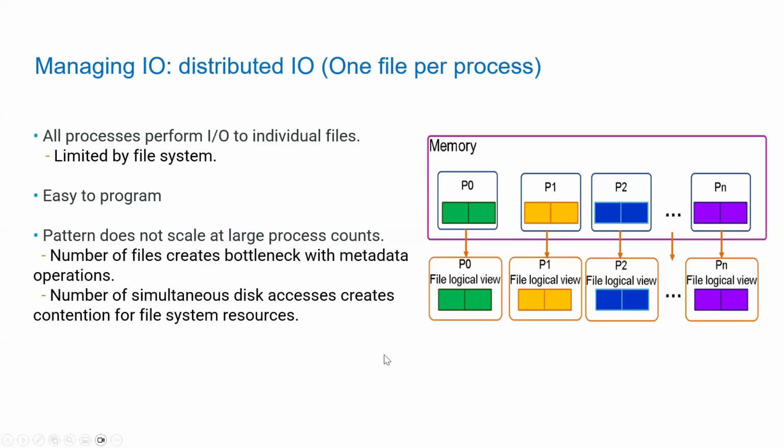The problem is that this will not scale at large process counts either. The number of files creates a bottleneck with metadata operations because we have so many tiny files, and simultaneous disk access will create contention for the file system. Most importantly, at the end, we want to combine the results, so afterwards you may still have lots of work to do.